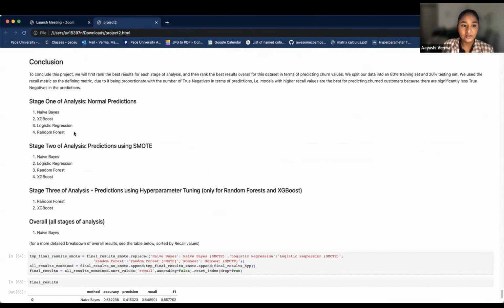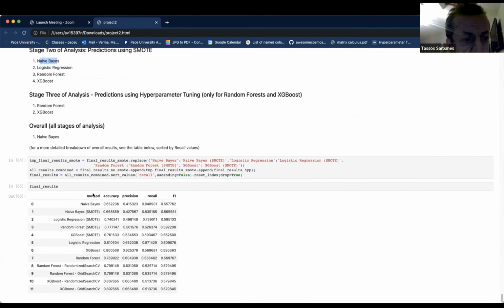Here I have concluded that if we look at just the first stage, normal predictions, the naive Bayes is the best. With predictions using SMOTE, also naive Bayes is best. With hyperparameter tuning, they were both very similar in terms of recall, but the random forest did better. Overall, this is my breakdown of the results based on recall. I would go for the naive Bayes estimator, probably using SMOTE.